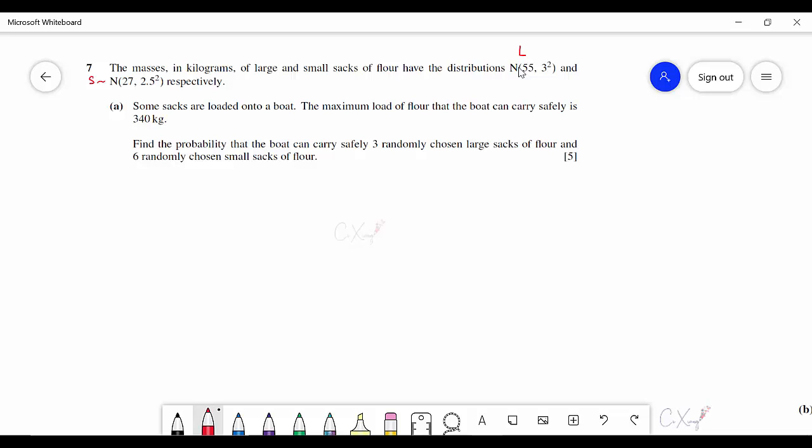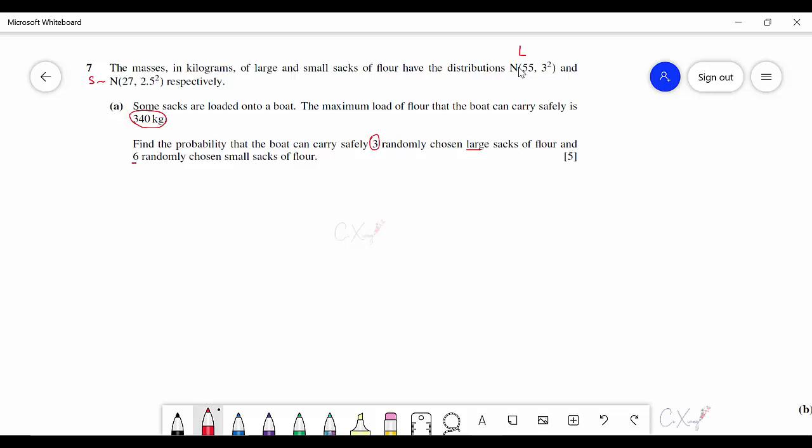Okay, so L denotes the large one and S denotes the small one. For part A, we take some sacks loaded onto a boat, and the maximum load for the flour that the boat can carry safely is 340. So the limit that the boat can carry is 340 kilograms. They want you to find the probability that the boat can carry safely 3 randomly chosen large sacks of flour and also 6 randomly chosen small sacks of flour.